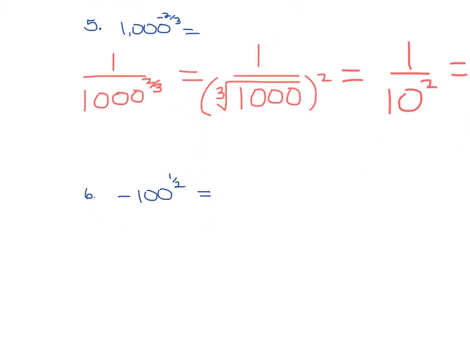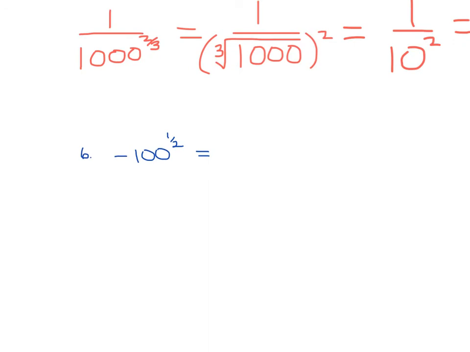All right, now on this one, I'm going to do it 2 ways. I'm going to first solve it the way it is. So right now, this 1/2 is only on the 100. So what I'm going to do here is put the negative sign, write the square root of 100, and then it's raised to the 1st power. So once I evaluate this one, I would get negative 10.